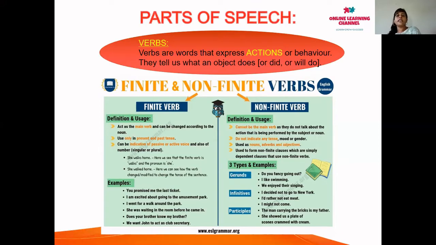Non-finite verb cannot be the main verb as they do not talk about the action that is being performed by the subject or noun. They do not indicate any tense, mood, or gender. Used as nouns, adverbs, and adjectives. Used to form non-finite clauses which are simply dependent clauses and that use non-finite verbs. And I have three examples of non-finite verb. You've got the gerunds, you've got the infinitives, and you've got the past participles.